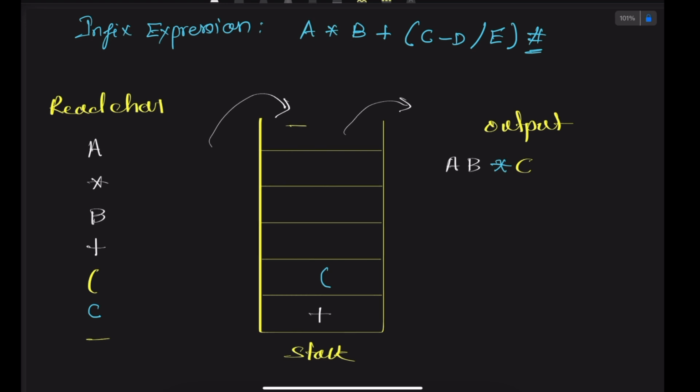So while we are pushing onto the stack, you have to check whether any higher level operator is present inside the stack or not. There is no higher level operator inside the stack, so simply you can insert the minus operator into the stack. And the next character is D. D is an operand, so I can directly write it on the output screen.